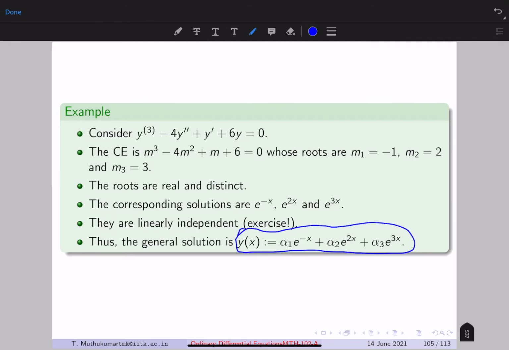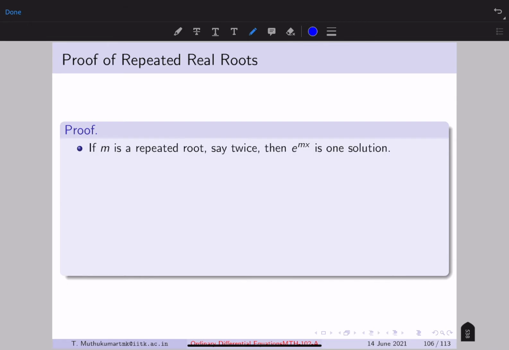Now let's come to the second case when you have repeated real roots. What if some of the roots are repeated? You have a root m of the characteristic equation, the algebraic equation, which is a repeated root. Let's say it's repeated twice. Then the corresponding solution is e power mx. It's just that now you cannot look at e power mx twice and say that e power mx is linearly independent with itself, right? So these two are not linearly independent.